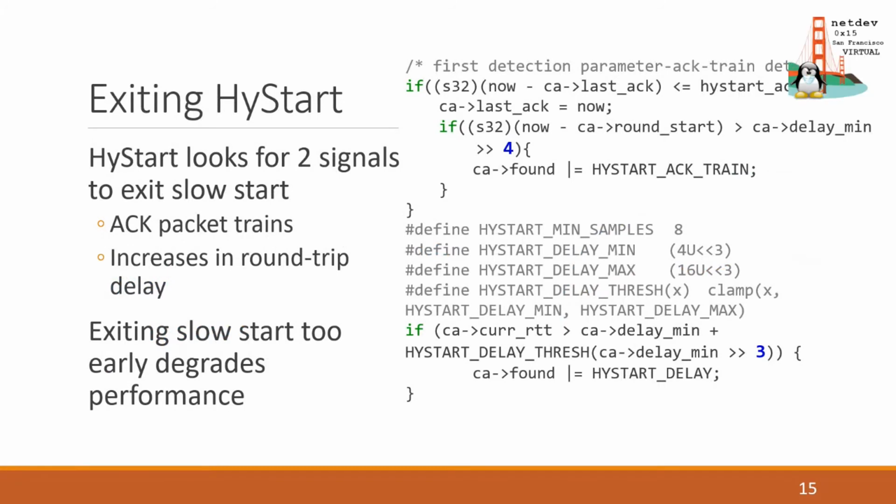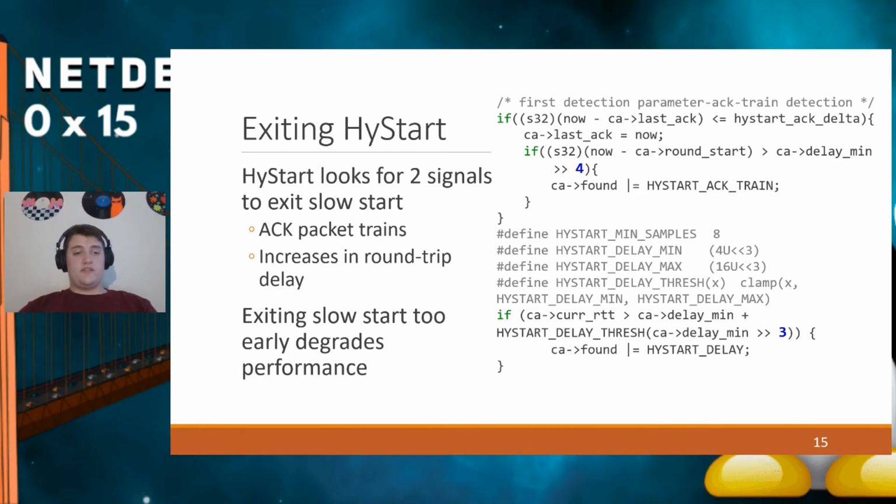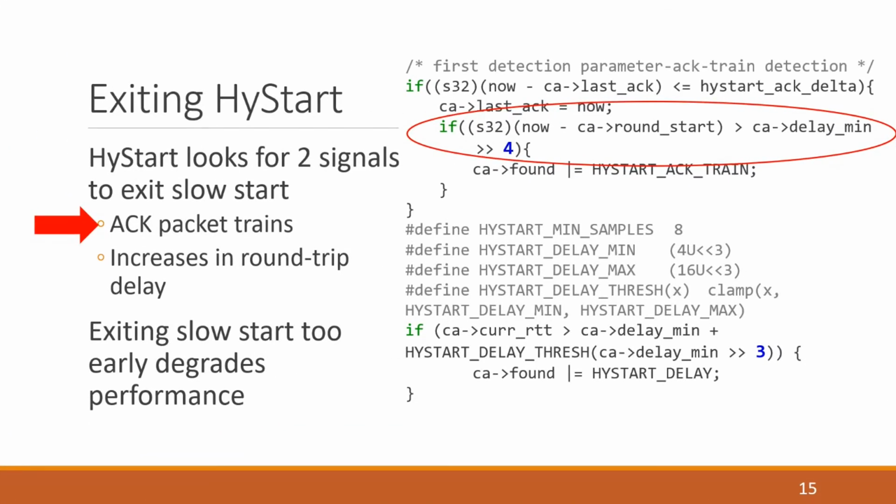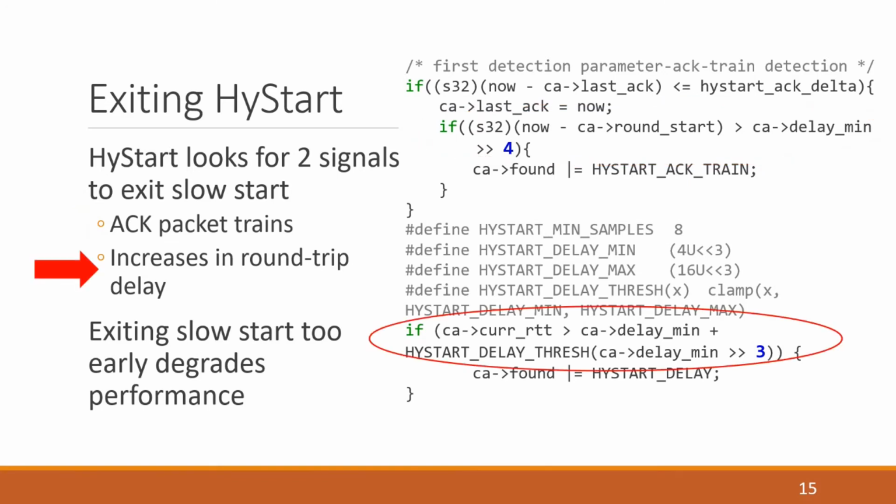So we wanted to take a closer look at why HyStart is exiting. HyStart actually looks for one of two signals in order to exit slow start. The first signal it looks for are packet trains. It uses these packet trains to estimate the bandwidth of the bottleneck link, and then it exits slow start when it approaches that bottleneck throughput. The second thing it looks for is the increase in round trip delay time.